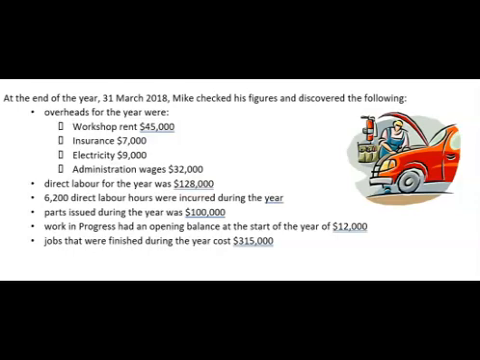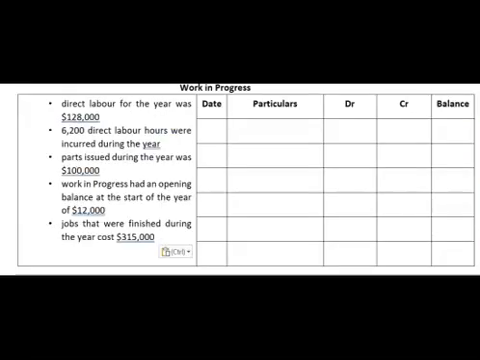Now let's look at the question. In this one, we have to draw work in progress account. To prepare work in progress account, the columns we have are date, particulars, debit, credit, and balance. It is a ledger account. And beside it, I have just placed the question.